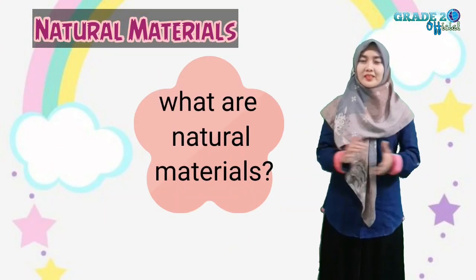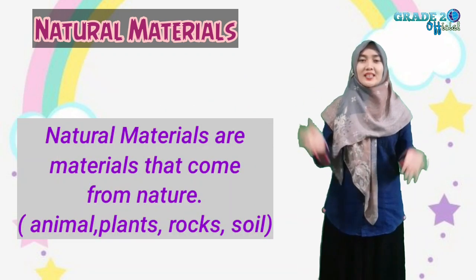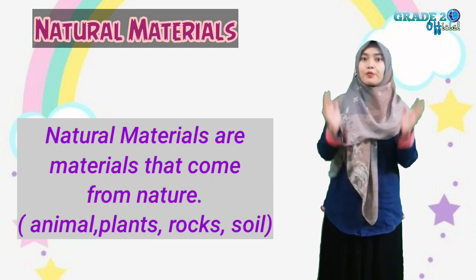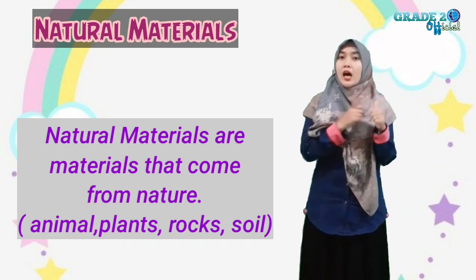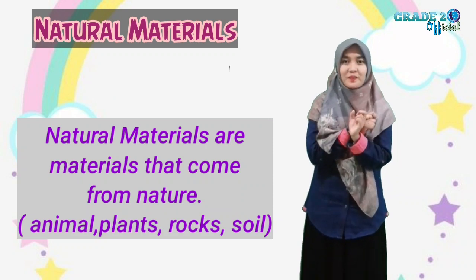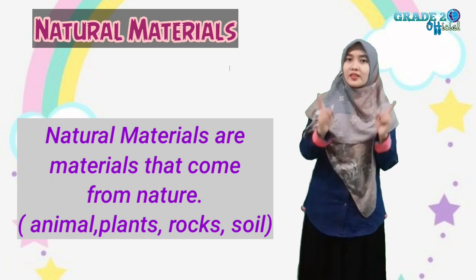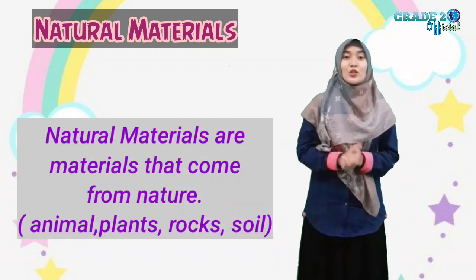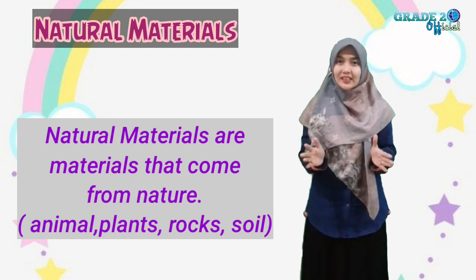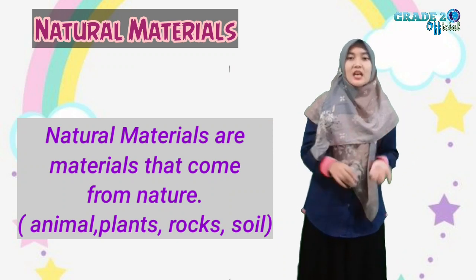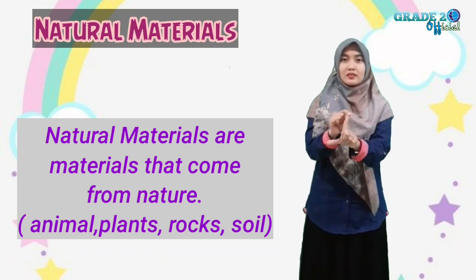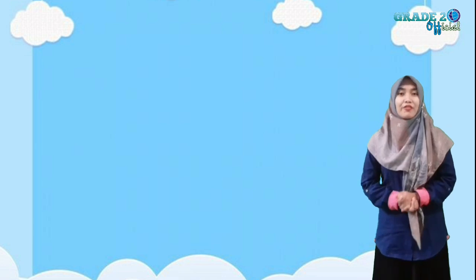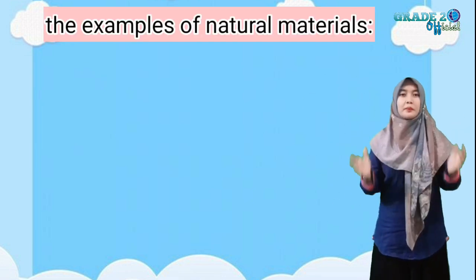Okay, what are natural materials? Yeah, natural materials are materials that come from nature. Come from nature, such as animals and plants. We can also get them from the ground, such as rocks and soil. Natural materials are materials that come from nature, such as plants, animals, rocks, and soil. Mujahid Mujahidah Al Kafi, these are examples of natural materials.